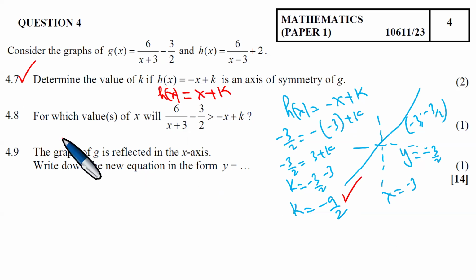I can see the time. Okay, for which values of x will the 6 over x plus 3 minus 3 over 2 be greater than minus x plus k?